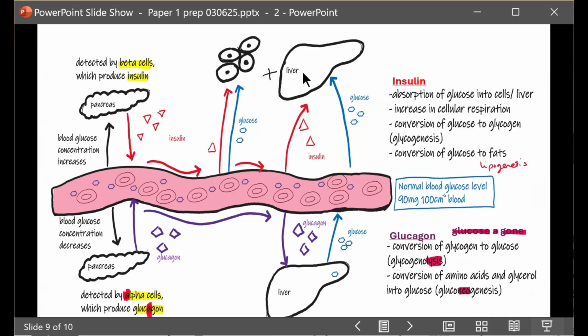So therefore, when they bind to receptors, those receptors are at the target cell. That target cell is wherever whatever needs to happen is going to happen. So if it's insulin, we want to absorb the glucose. We want to have cellular respiration increase. We want conversion to glycogen. We want to form those glycosidic bonds. Or we may actually convert the glucose to fats, which is lipogenesis. And obviously the glucagon does the reverse, goes the opposite direction.